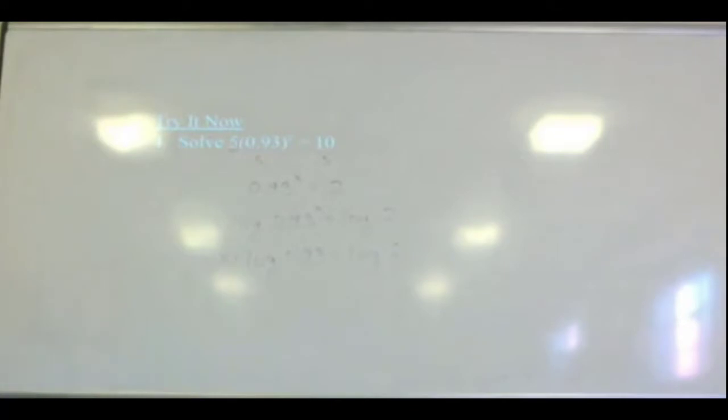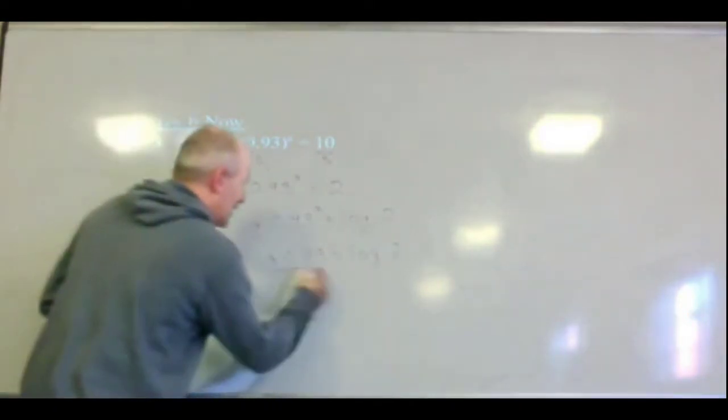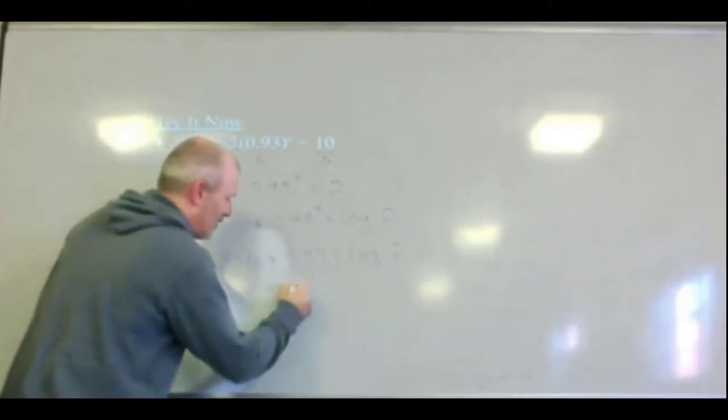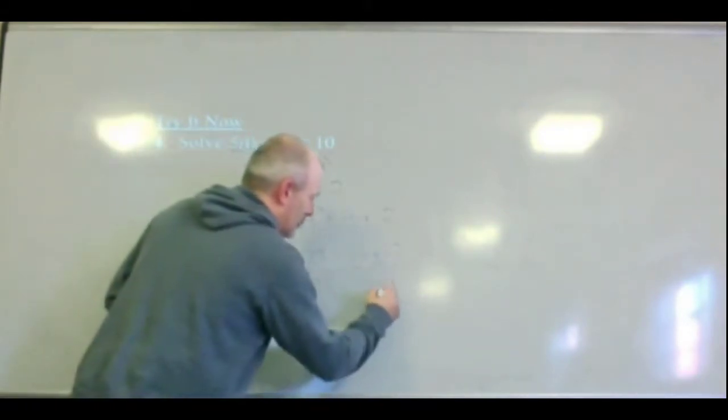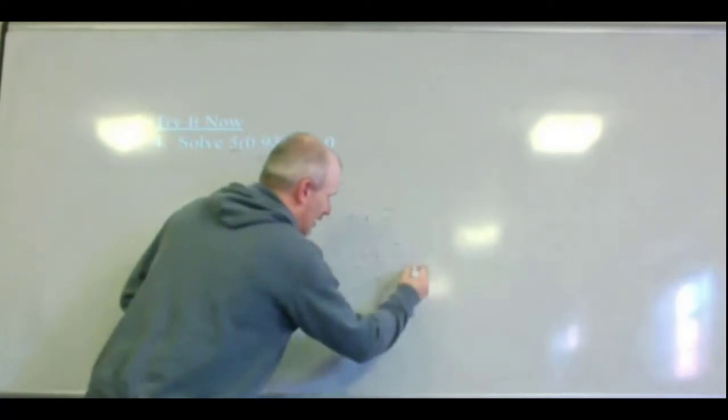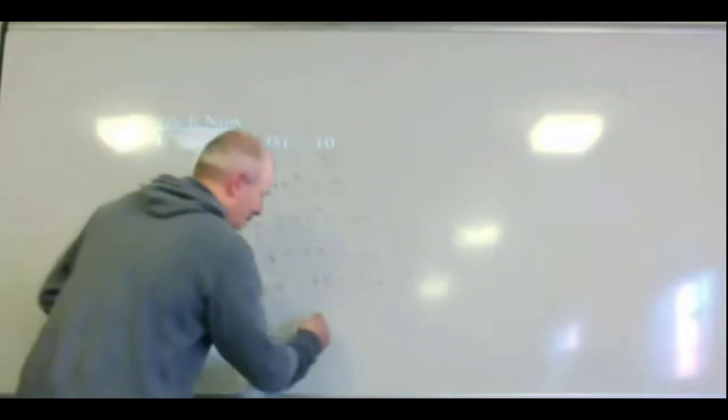We need to divide by log of 0.93 on both sides. Not just 0.93, but log of 0.93, because that all is stuck together. So in order to get rid of it, we've got to get rid of the whole thing. So divide by log of 0.93. That cancels, and we're going to get x is approximately what?